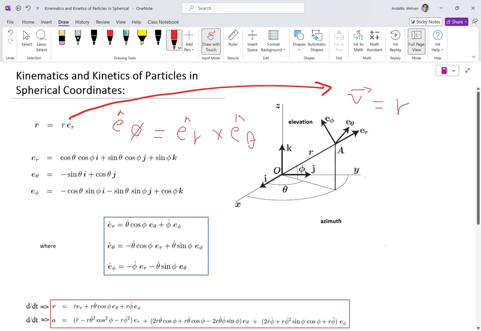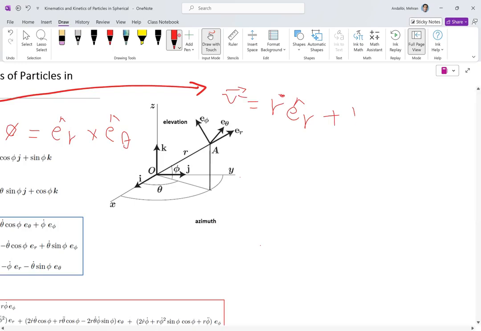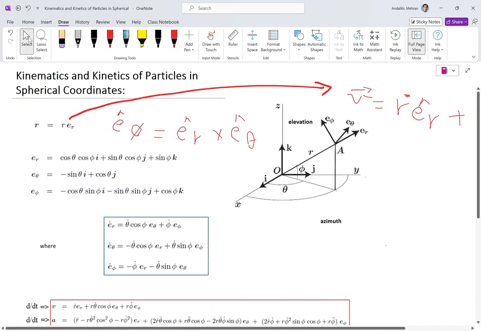It is going to be r dot times er, because r can change, and then plus r times the derivative of er, like that. And the question is, what is the derivative of er? And you can easily show that the derivative of er can be written in terms of the other two vectors. It is theta dot cosine phi e theta plus phi dot e phi.